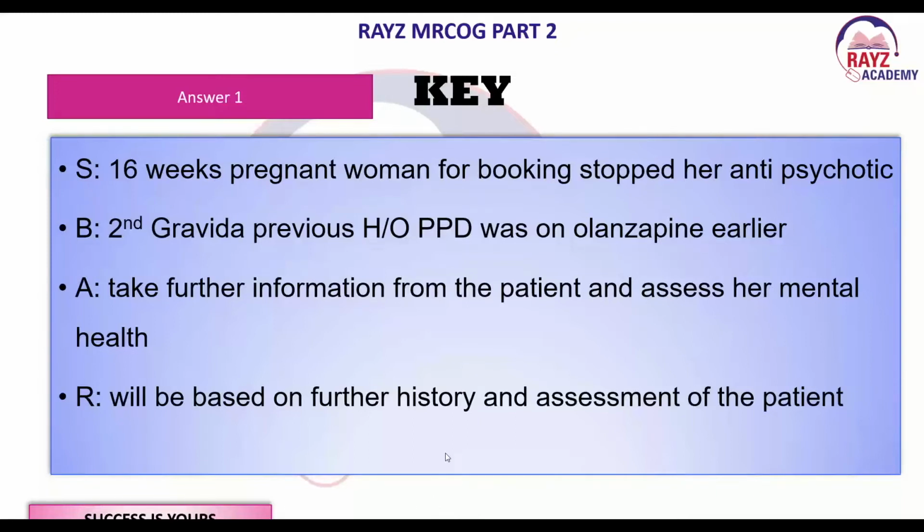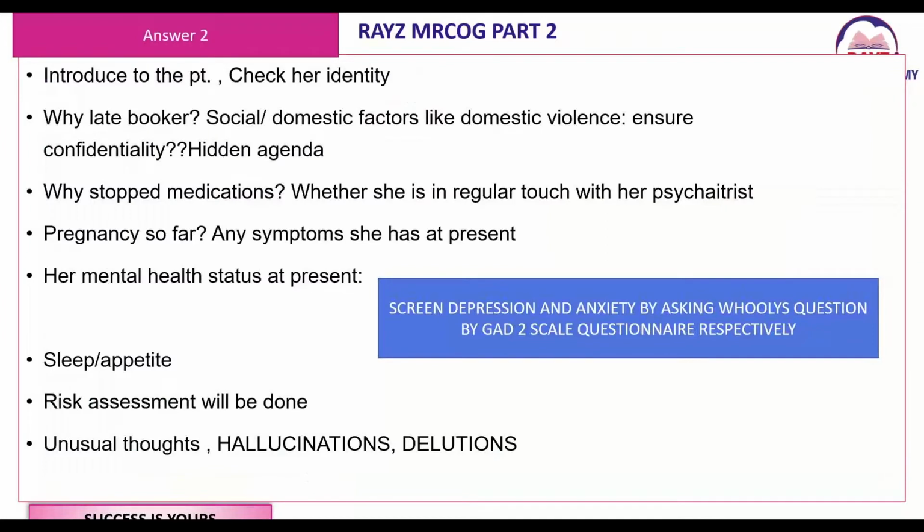I would like to take further information from this patient and assess her mental health status, and my recommendation will depend upon the history which I have taken and the assessment of the patient. So this is the summary of the case. Now the second question was what further information you will gather.